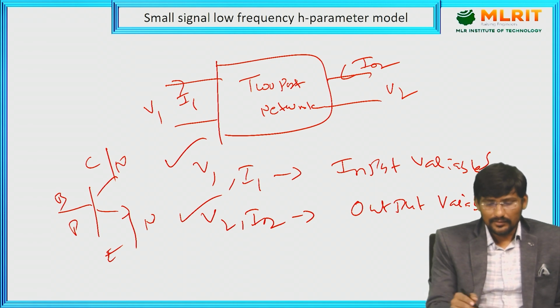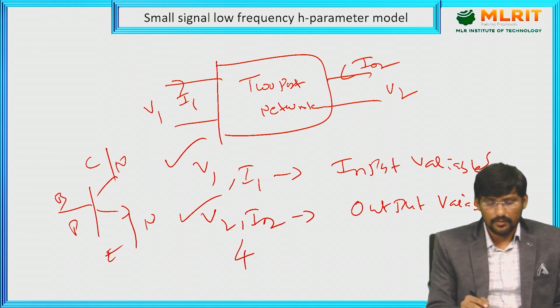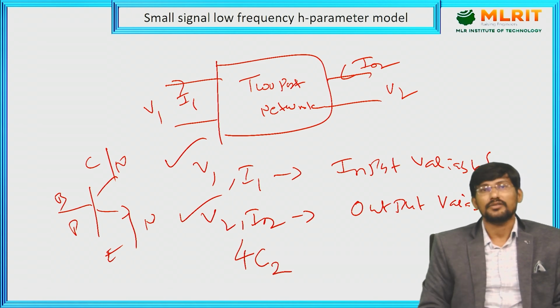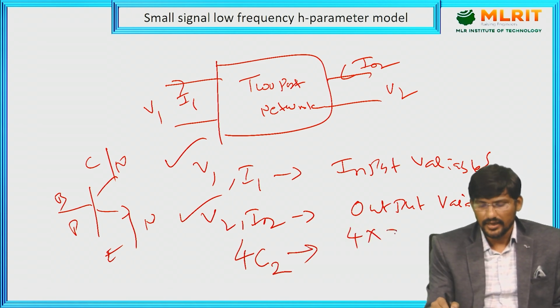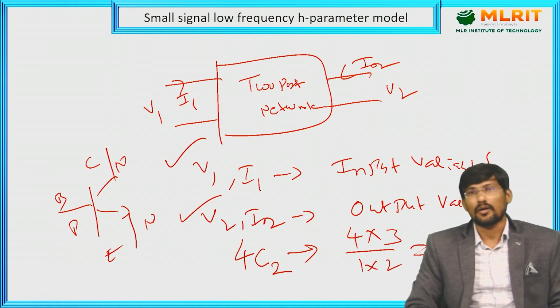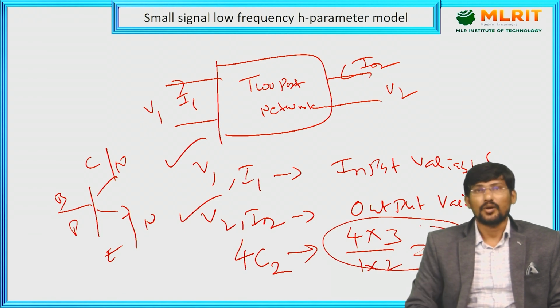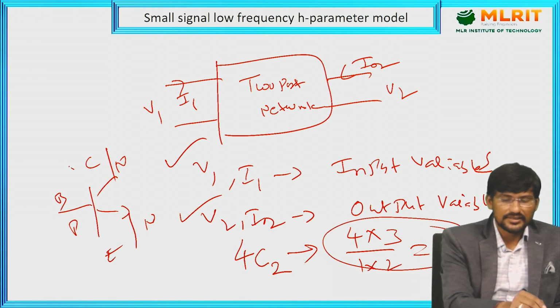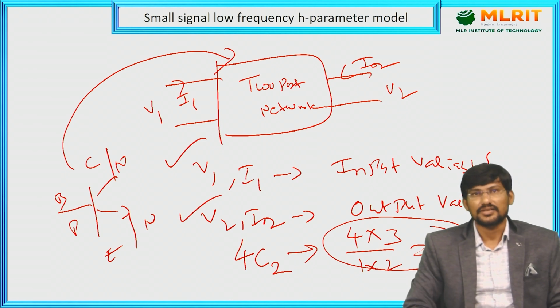Now, altogether how many variables do we have for a 2-port network? 4 variables, taken 2 independent variables at a time. That is 4C2, which is 4 into 3 divided by 1 into 2. So how many will we get here? 6 different combinations. So there is a possibility of 6 different parameters for a given 2-port network. We are considering the transistor as a 2-port network and we are modeling the transistor with H parameters.